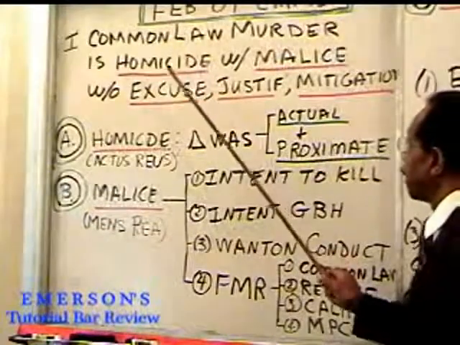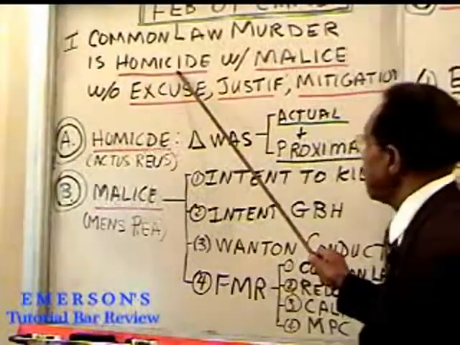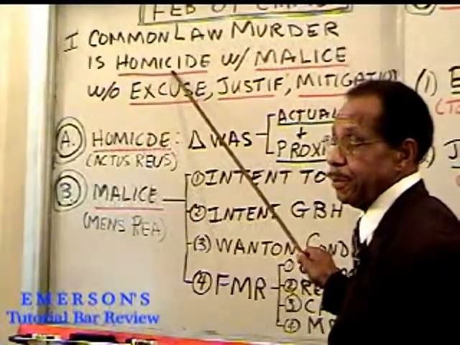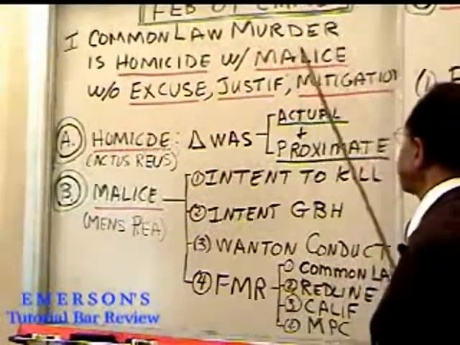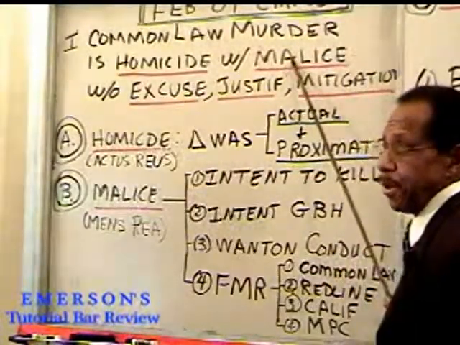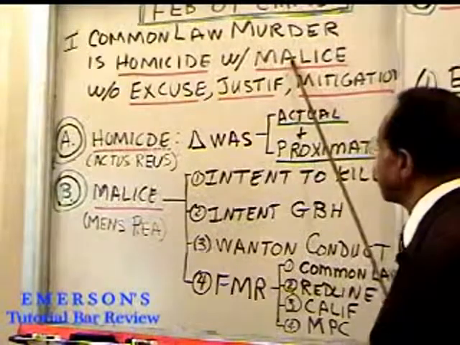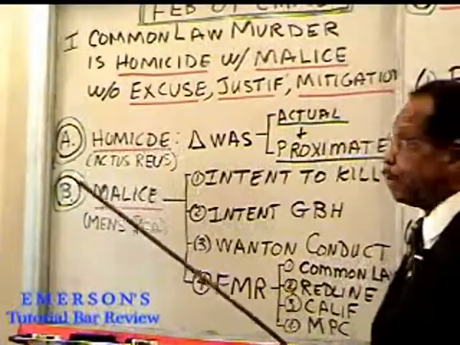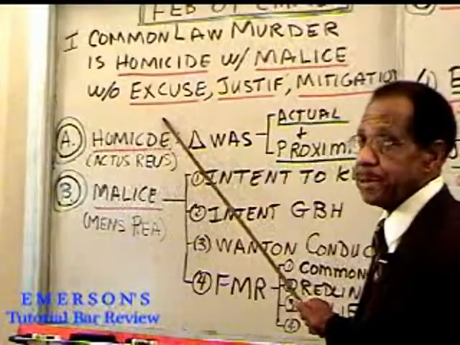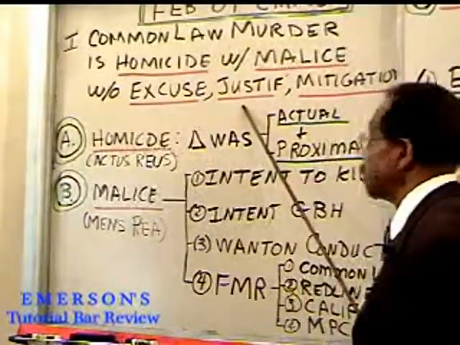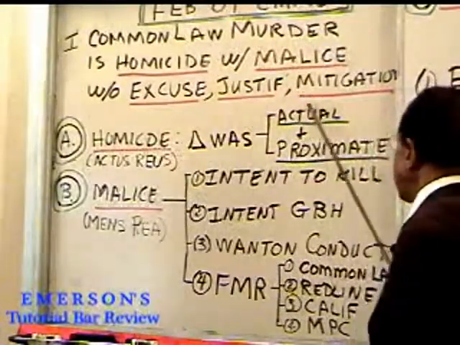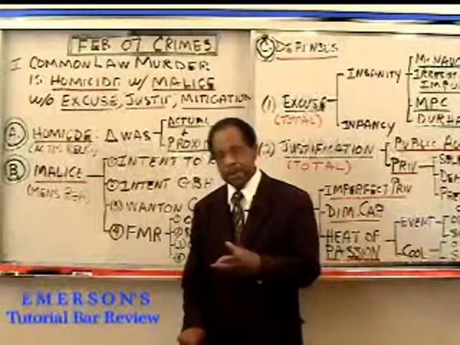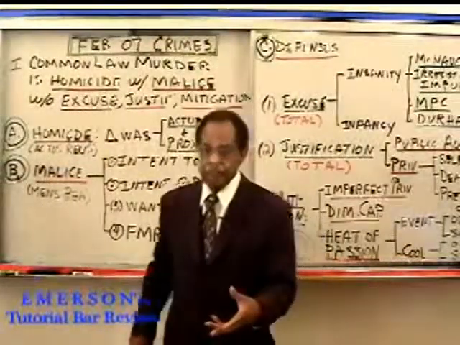Please notice that the homicide in the common law murder definition is the actus reus of the crime. Malice is the state of mind required, that's the mens rea of the crime. And excuse, justification, and mitigation are defenses. Excuse is a total defense. Justification is a total defense. And mitigation is a partial defense. It will reduce what would have been common law murder down to voluntary manslaughter.